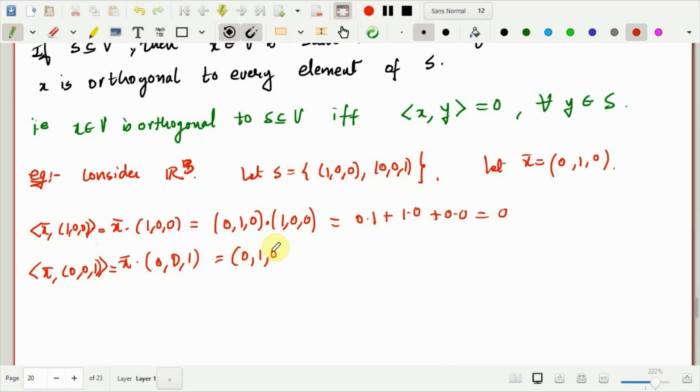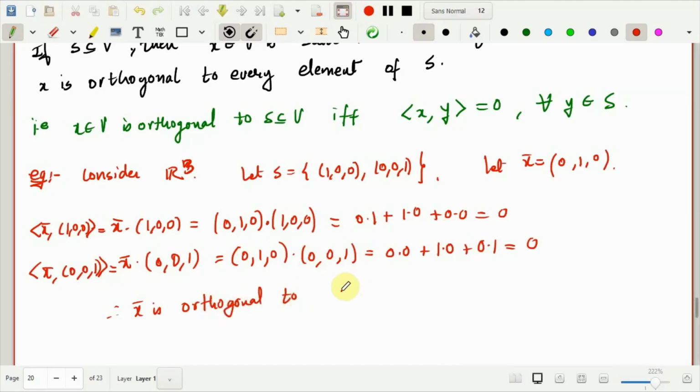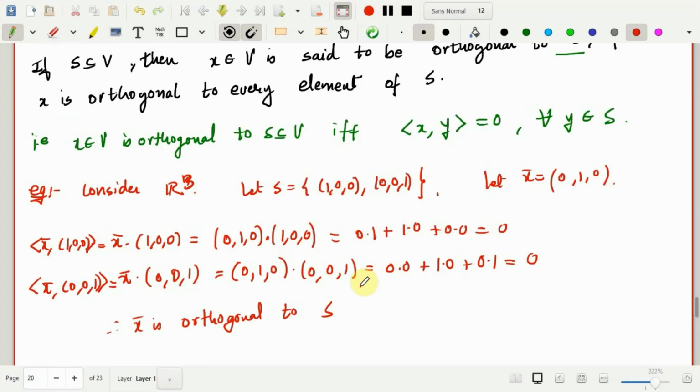So here once again, (0, 1, 0) dot (0, 0, 1), and so you get 0 into 0 plus 1 into 0 plus 0 into 1, which is equal to 0. So that's one simple example. Therefore I can say that x is orthogonal to S. If you want an example of two orthogonal vectors, you can take y as (1, 0, 0). You can see that x dot y is equal to 0, so x is orthogonal to y, as well as x is orthogonal to this particular vector. So that would be one example.